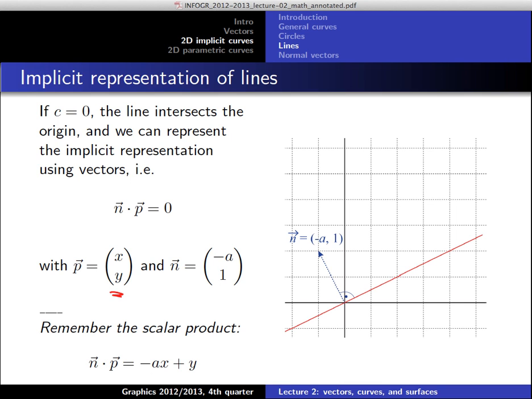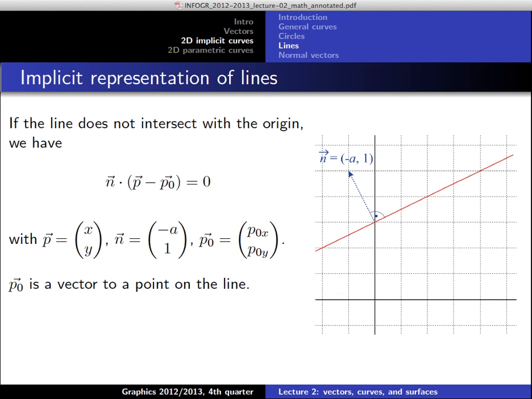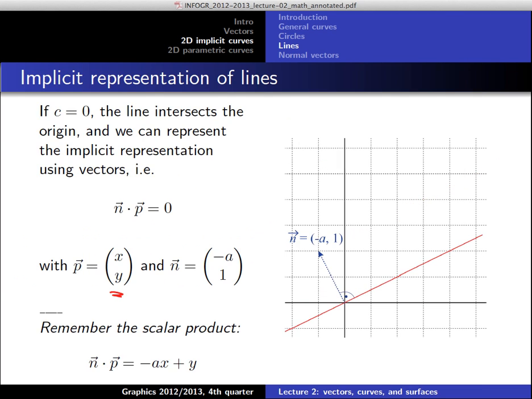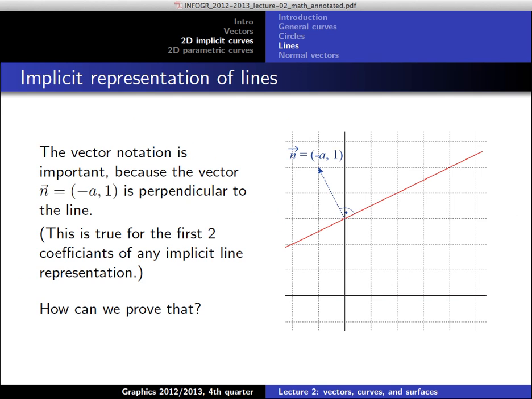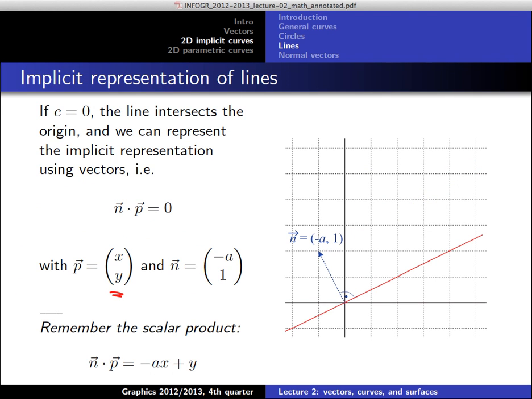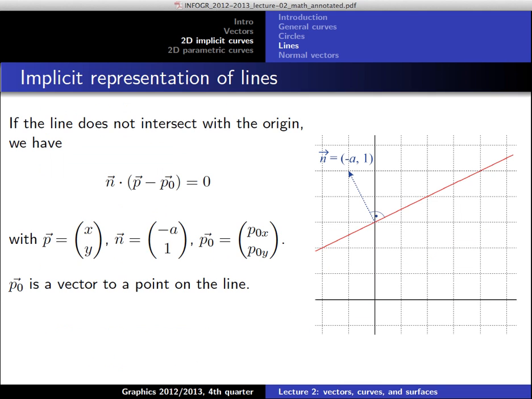And this is also something you can prove. We'll prove it later. Okay, so for now just accept it. It's a normal vector to the line.